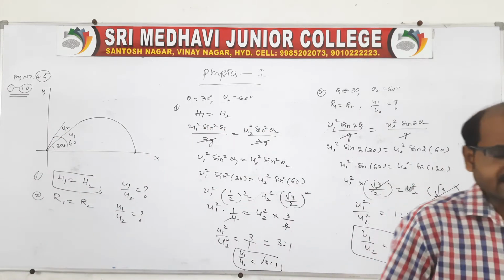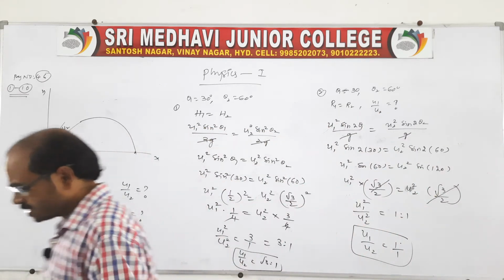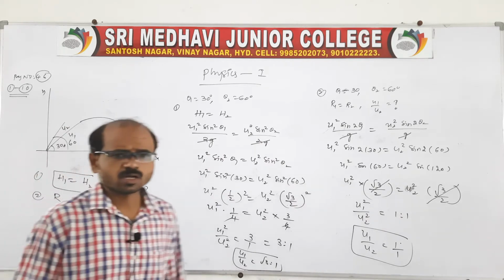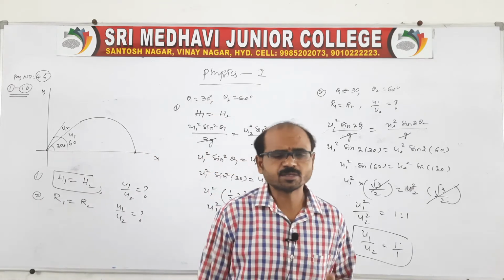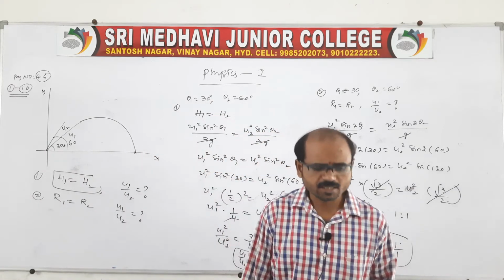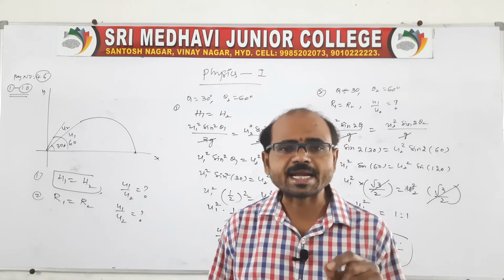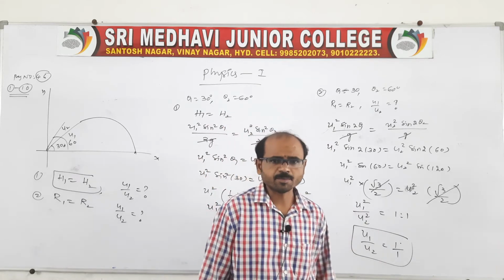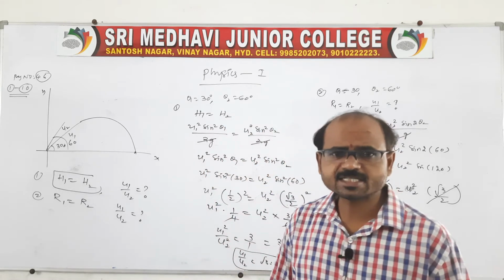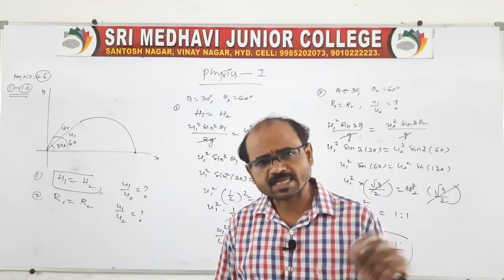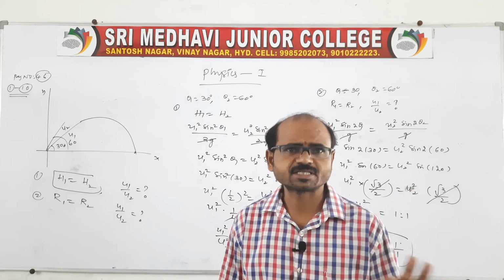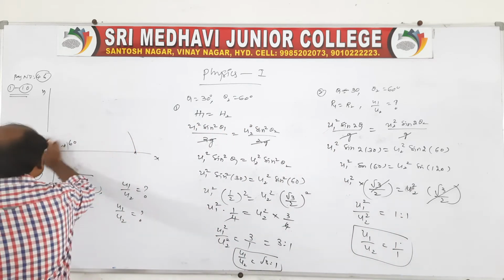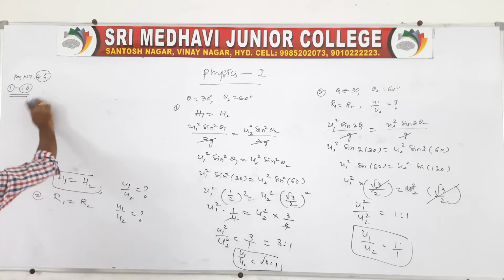The cases will be, suppose, complementary angles. Sir, what are complementary angles? Complementary angles are nothing but theta and 90 minus theta. For these complementary angles, you remember, the ranges are the same, but the maximum height and time of flights are different. That we have to show in a mathematical way, whether it is the same or not.